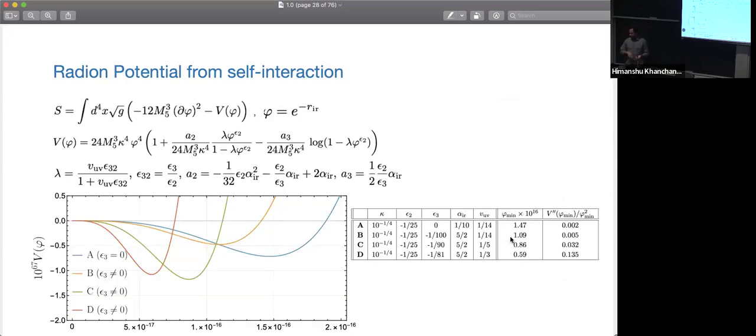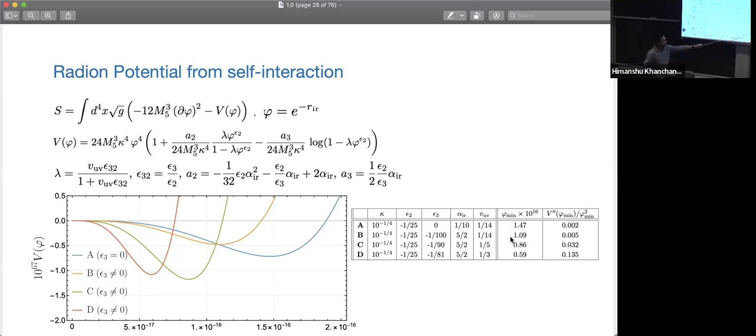Details. Okay. Long story short, you can calculate the radion potential with this self-interaction turned on. So there's a kinetic term for the radion and there's potential and this long expression for the potential. The thing I want to point out is here are 4 parameters: one with no self-interaction and one with varying amounts of self-interaction, and the potential has a minimum. But the important thing is that the location of the minimum doesn't change. It stays from 10 to the minus 17 to 10 to the minus 16. But the second derivative, which is related to the mass of the radion, changes a lot.